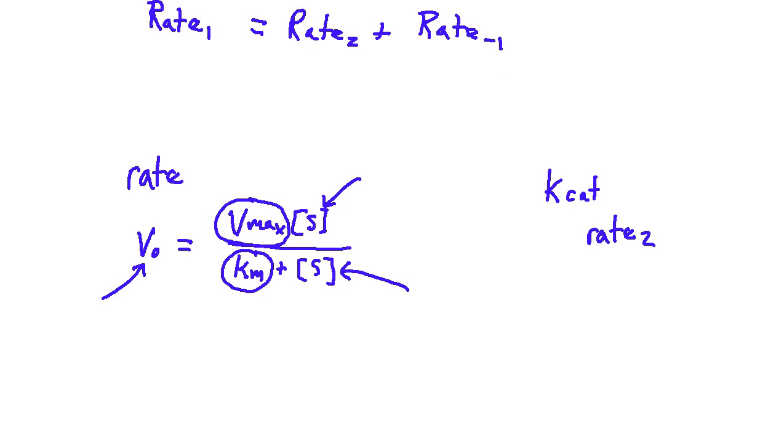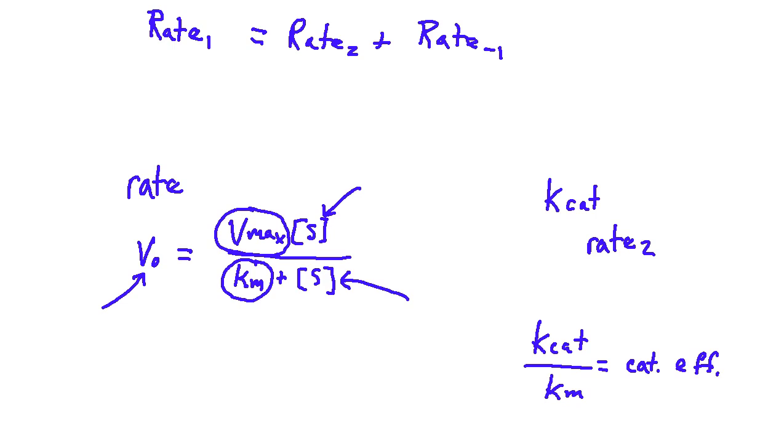One of the equations that sometimes can be utilized is Kcat over Km. What this is really referring to, if you use these two values, is your catalytic efficiency. It's telling you how effective you are at turning over those products based on the ratio of Kcat to Km.